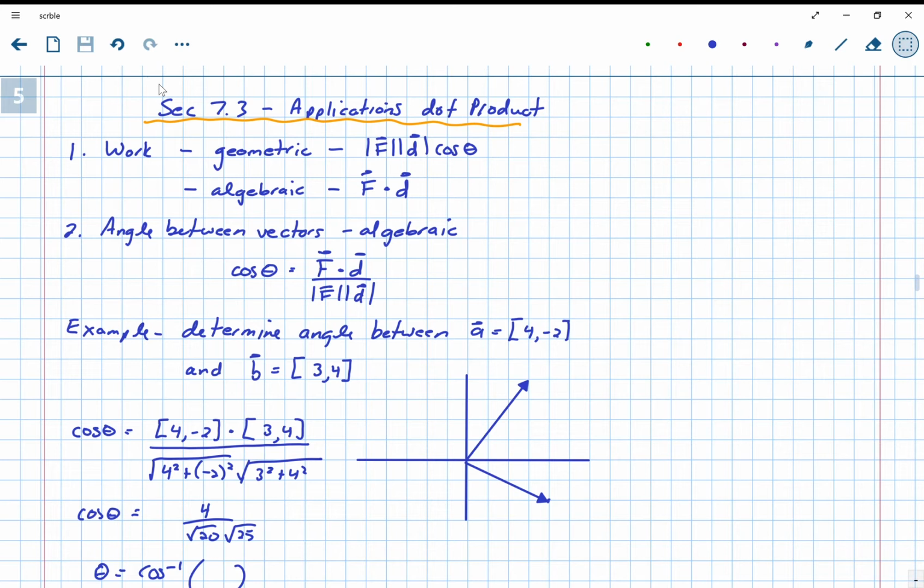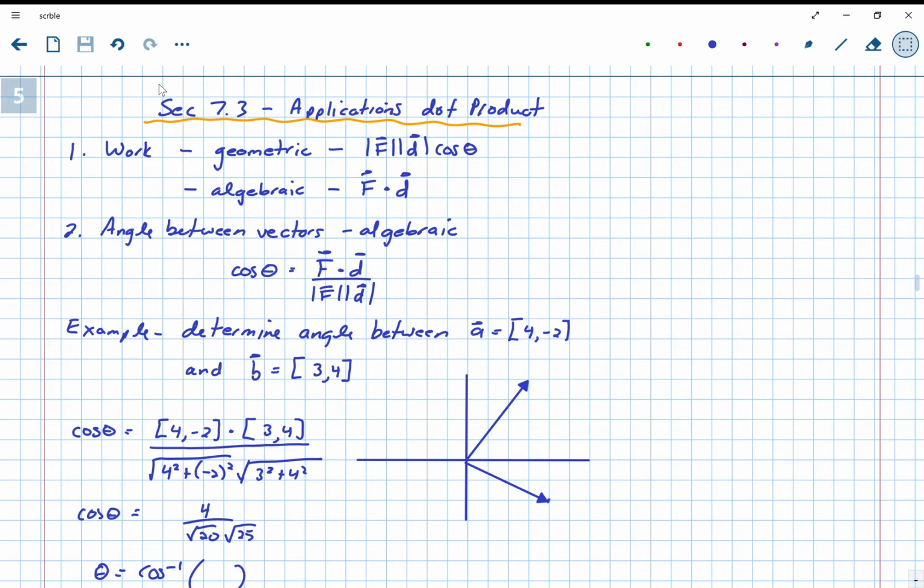Work in geometric form is the magnitude of the force times the magnitude of the displacement times cos theta, where theta is the angle between them. Algebraically, if the two vectors are given in Cartesian form, meaning they're just x and y components with no angle, then the work is the dot product of force and displacement.